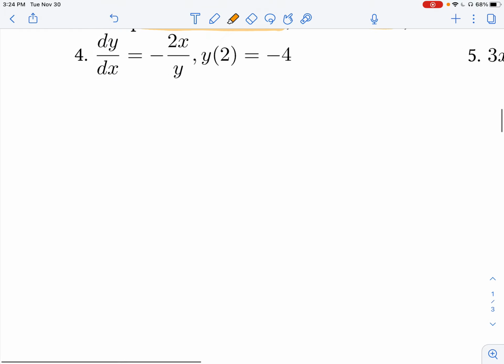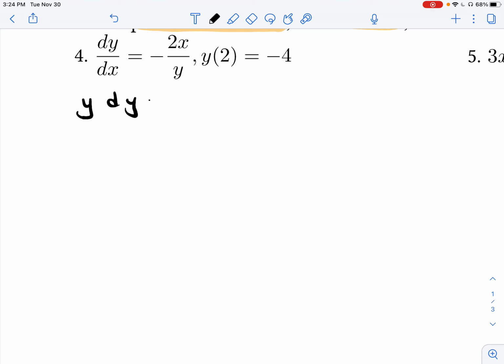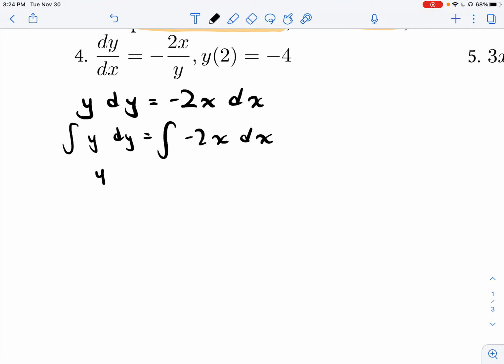All right, so for number 4, first thing we are going to do is separate our variables. So y times dy is equal to negative 2x times dx. Okay. And we're going to go ahead and integrate both sides now. So the integral of y dy equals the integral of negative 2x dx. So this is just y squared over 2. This is equal to negative x squared plus c.